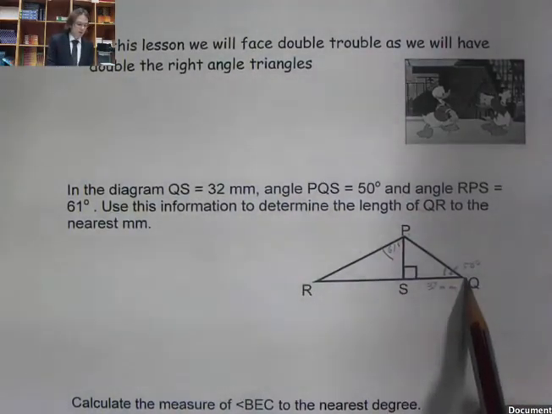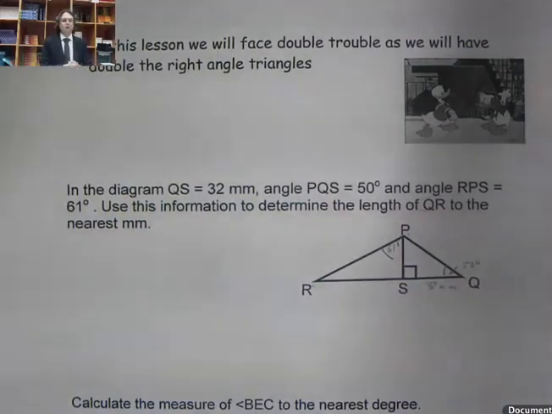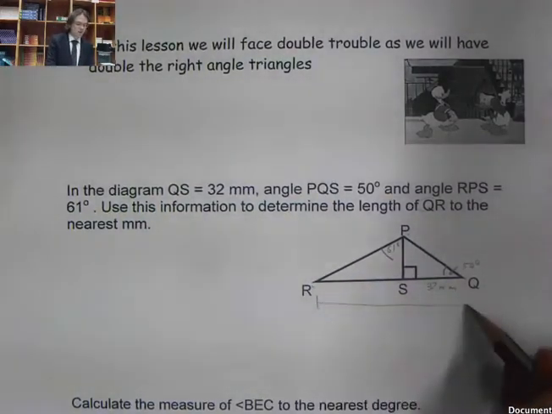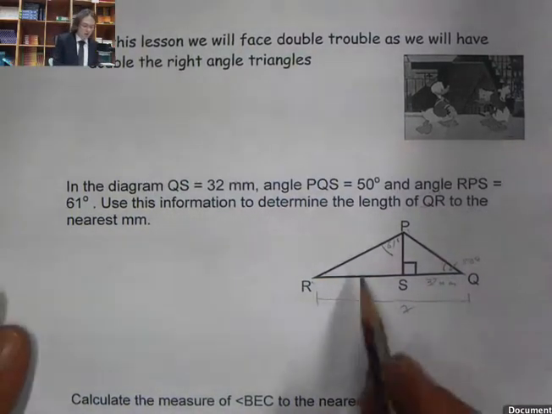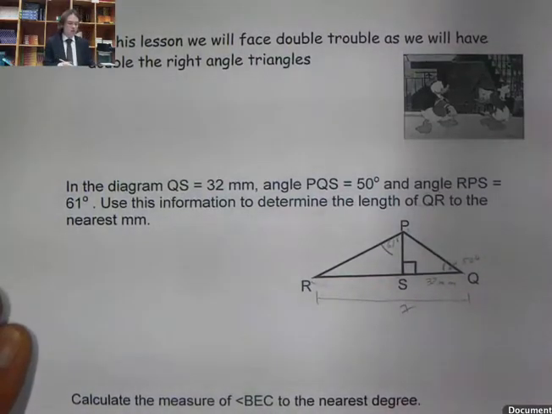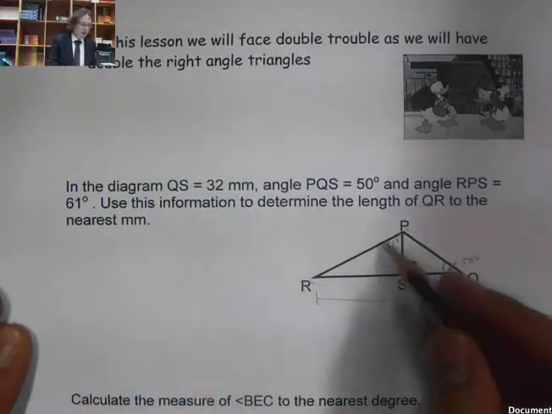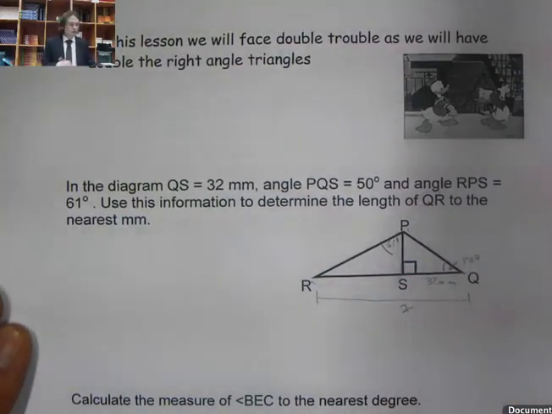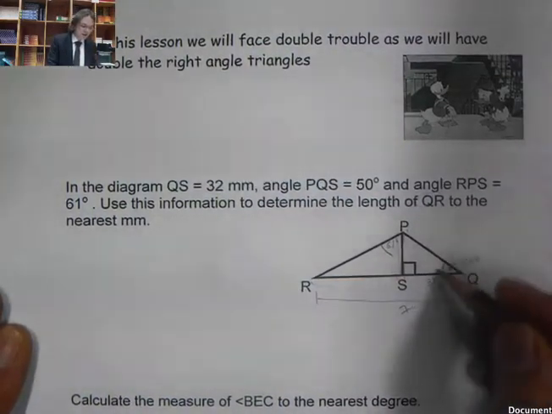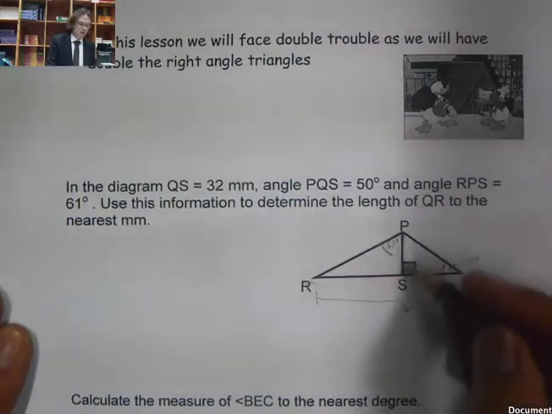So we want the length of Q all the way to R. We want this whole distance here. That's what we're trying to figure out. So let's first figure out this RS. But in order to do that, I need to know one side of this triangle here. So how am I going to do that? I'm going to find PS using this triangle here.